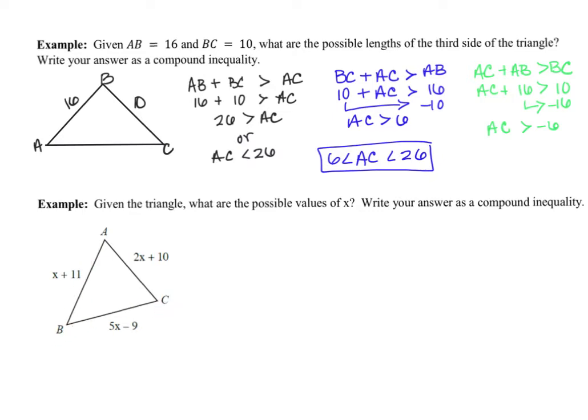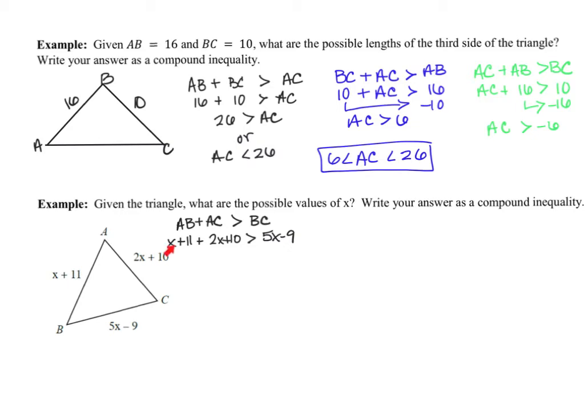Now let's take a look at a more difficult example where we have a triangle with vertices ABC, but now we have expressions that represent the lengths. We're still going to follow this same idea that we did up top. So if I have AB plus AC has to be greater than BC, all we're going to do is replace AB with x plus 11, replace AC with 2x plus 10, and replace BC with 5x minus 9. Now we're going to solve.